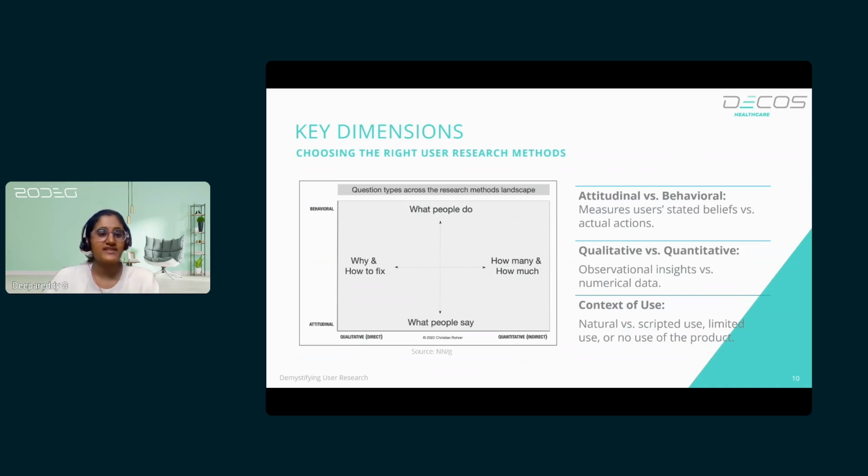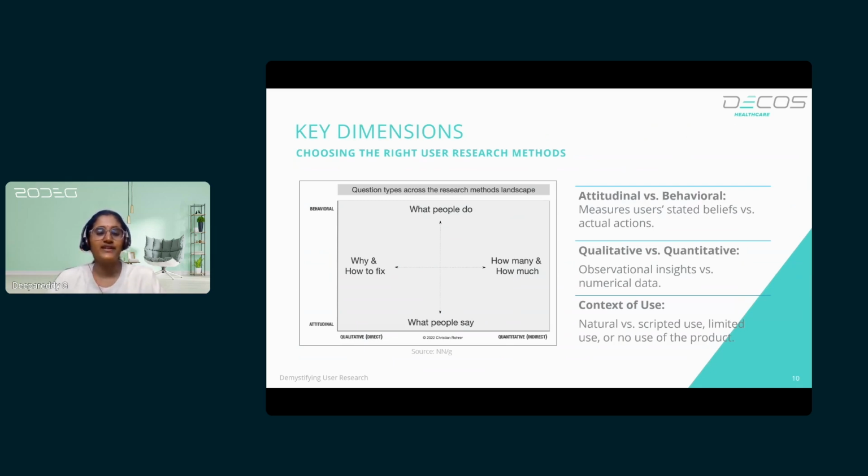Whereas behavioral research focuses on what people do. The methods include usability testing and A/B testing, which observe actual user interactions. This approach provides practical insights, without such biases, into user behavior and helps in identifying real-world problems. So this is the attitudinal versus behavioral dimension.